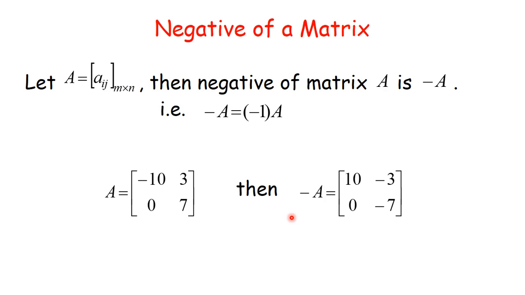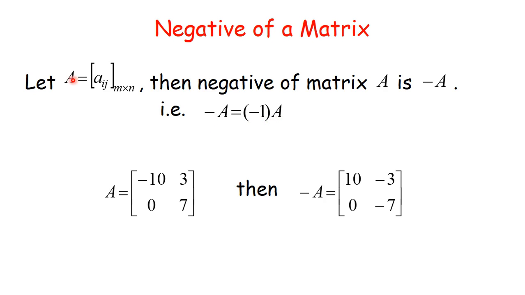Now, negative of a matrix. Suppose you are given a matrix A, and what is the negative of that matrix A? The negative of your matrix A is simply minus A. So simply take the minus of each element of the matrix, or we can say that the negative of matrix A is minus A, which is obtained by multiplying the scalar minus one to the given matrix A.